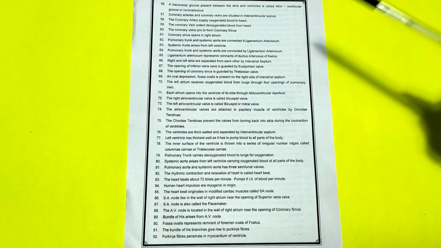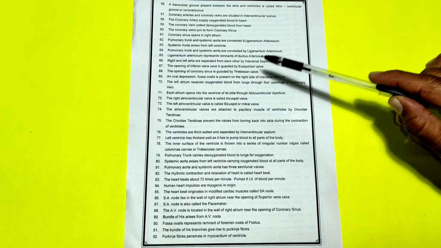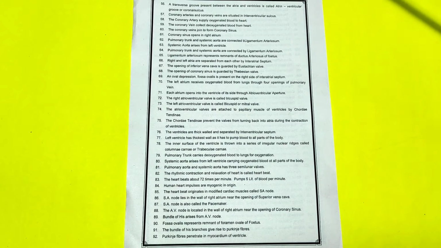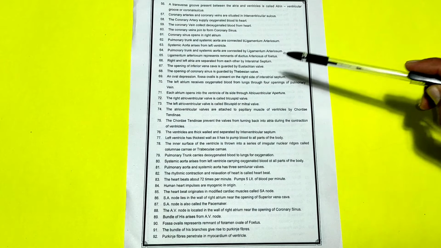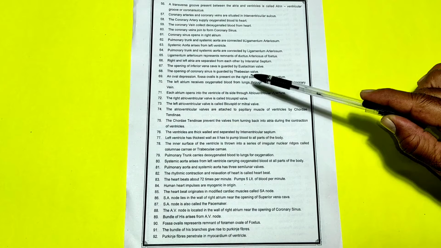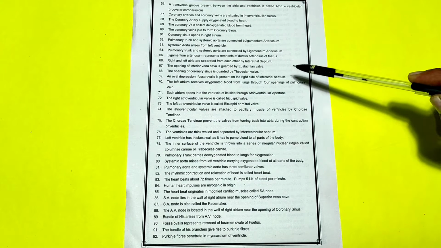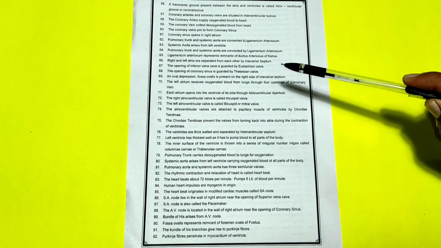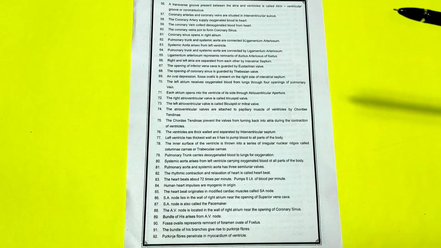Right and left atria are separated from each other by the interatrial septum. The opening of the inferior vena cava is guarded by the Eustachian valve. The opening of the coronary sinus is guarded by the Thebesian valve. The oval depression, fossa ovalis, is present on the right side of the interatrial septum. The left atrium receives oxygenated blood from the lungs through 4 openings of pulmonary veins.